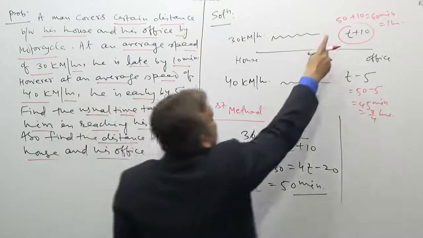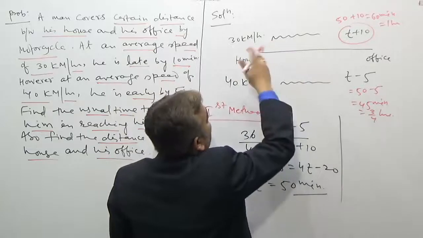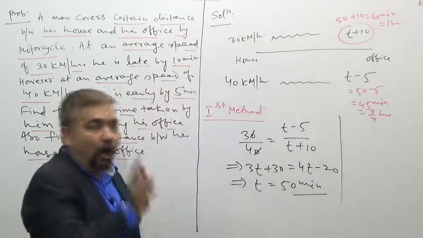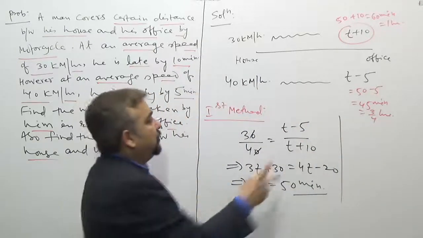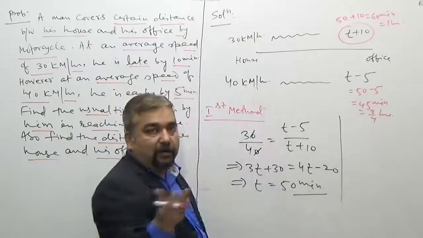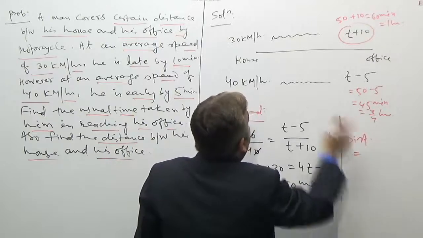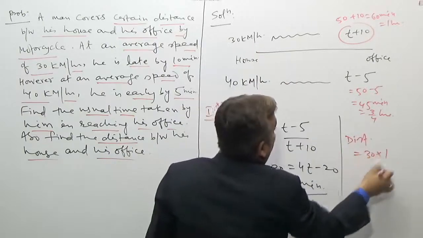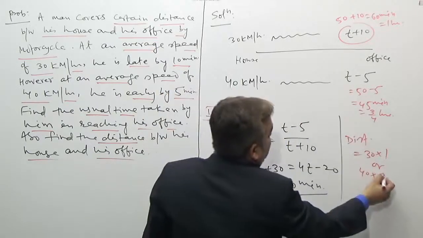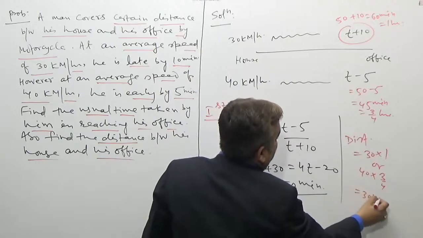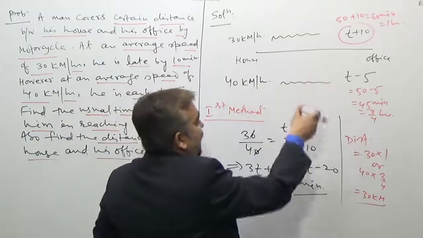So in 1 hour, with the speed of 30 km per hour, the man will cover how much distance? Obviously 30 km. Or with the speed of 40, in 3 by 4 hour, man will cover how much distance? 3 by 4 into 40, that is 30 km. So distance between his house and office is either 30 into 1 or 40 into 3 by 4, same thing, that is 30 kilometer. So that way we have found the distance between his house and office.